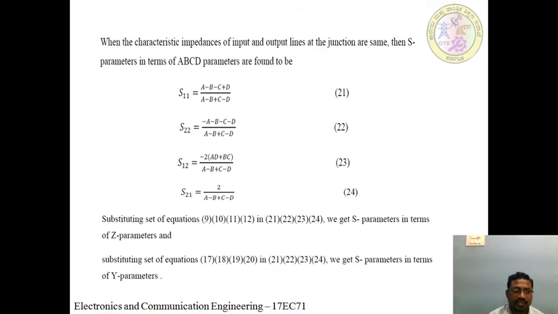and S12 is equal to 2 into AD minus BC divided by A plus B plus C plus D, call this equation number 23, and S21 is equal to 2 divided by A plus B plus C plus D, call this equation number 24. Then substituting the set of equations 9, 10, 11, 12 in equations 21, 22, 23, 24, we get S parameters in terms of Z parameters. Similarly, substituting the set of equations 17, 18, 19, 20 in equations 21, 22, 23, 24, we get S parameters in terms of Y parameters.